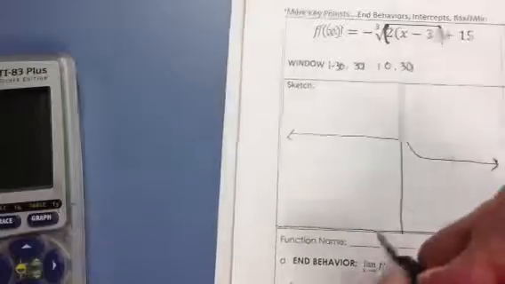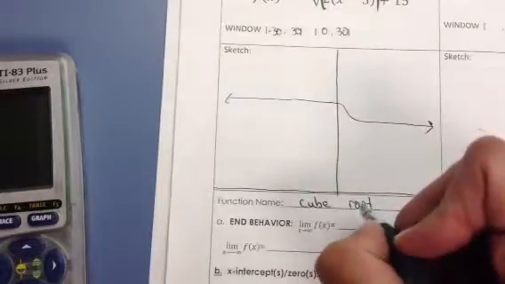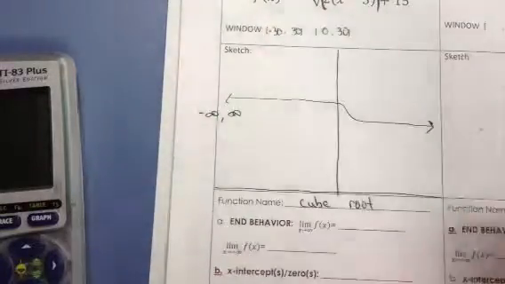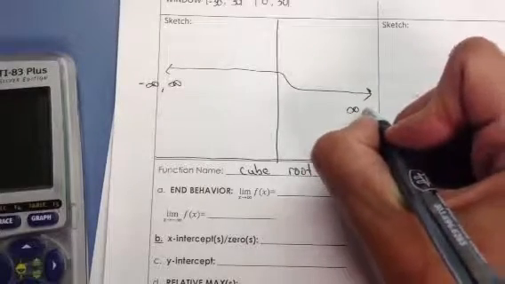And this is a cube root, and I'm going to mark it. On the left, x is getting smaller, and the y's are getting bigger slowly. On the right, x is getting bigger, and so are the y's. They're actually going down.